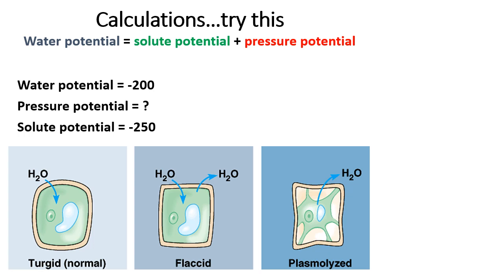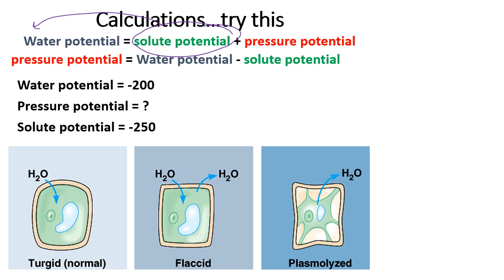Next, try this calculation. So what is the pressure potential when the water potential is minus 200 and the solute potential is minus 250? So the first thing that we'll need to do here is to rearrange the equation. So we'll need to move the solute potential over to the other side, and that will give us this equation here where the pressure potential is equal to the water potential minus the solute potential. And we'll get a pressure potential of 50.